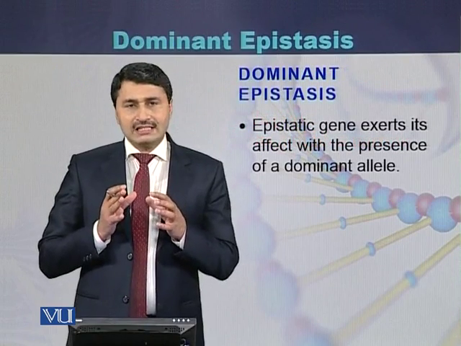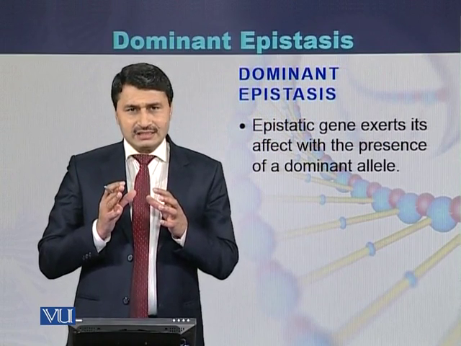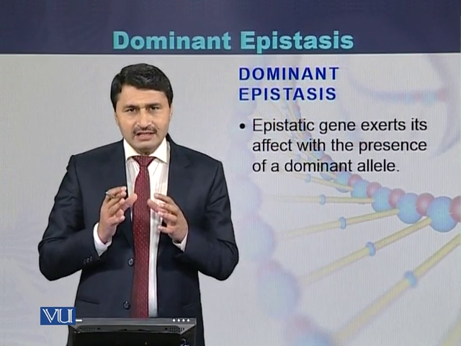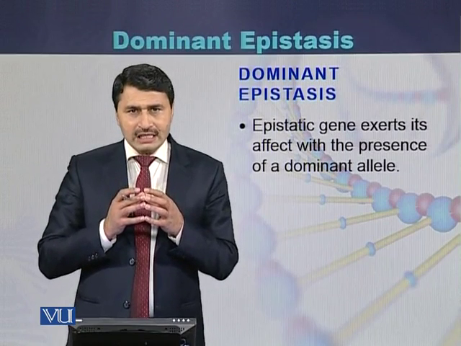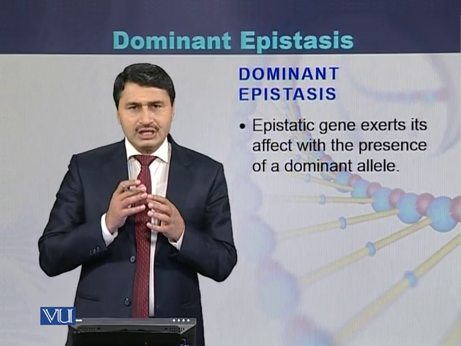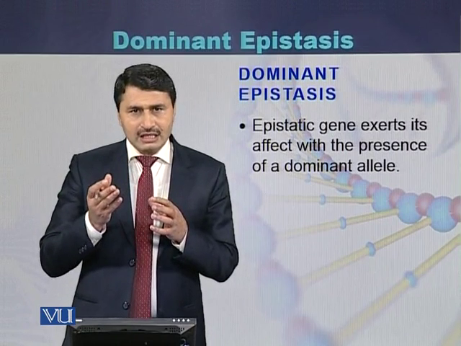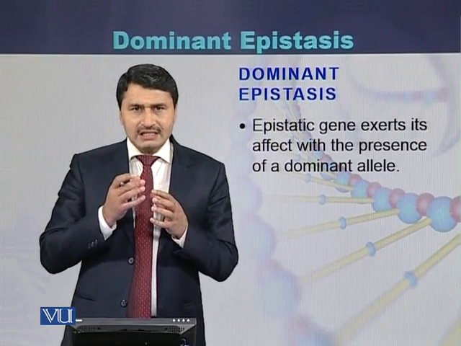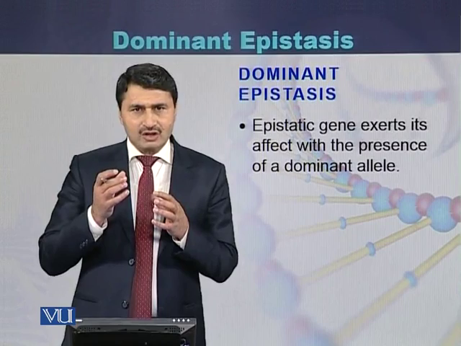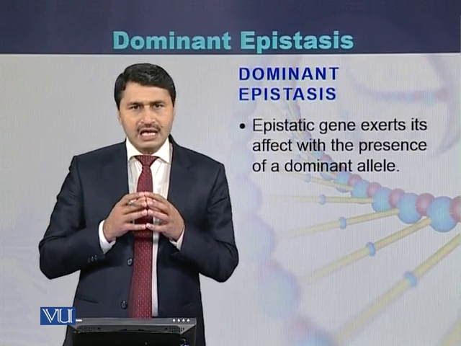So we can conclude that dominant epistasis is an epistasis when there is a gene and that gene has a dominant allele. If that gene contains a dominant allele, then it has an effect on other genes. If that gene has recessive alleles, then that gene does not have an effect on other phenotypes. So this is an example of dominant epistasis.